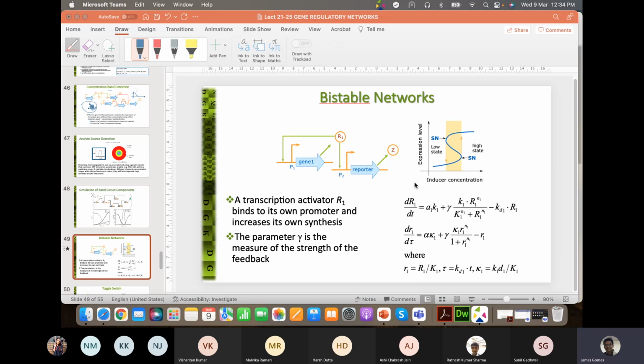We have an inducer concentration with respect to the expression level, and so you have this condition here. This is called a saddle node. SN is a saddle node.